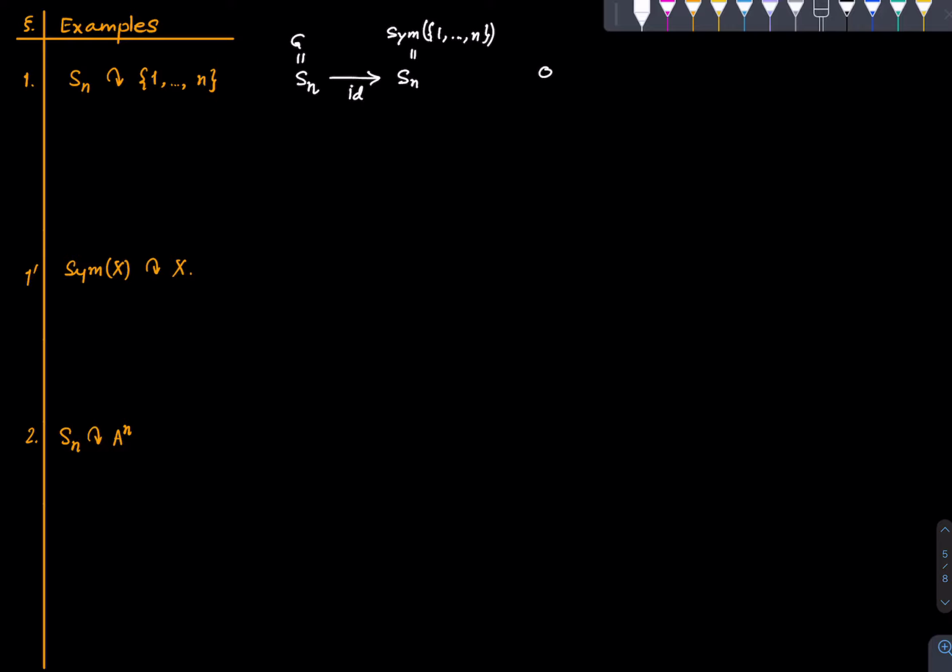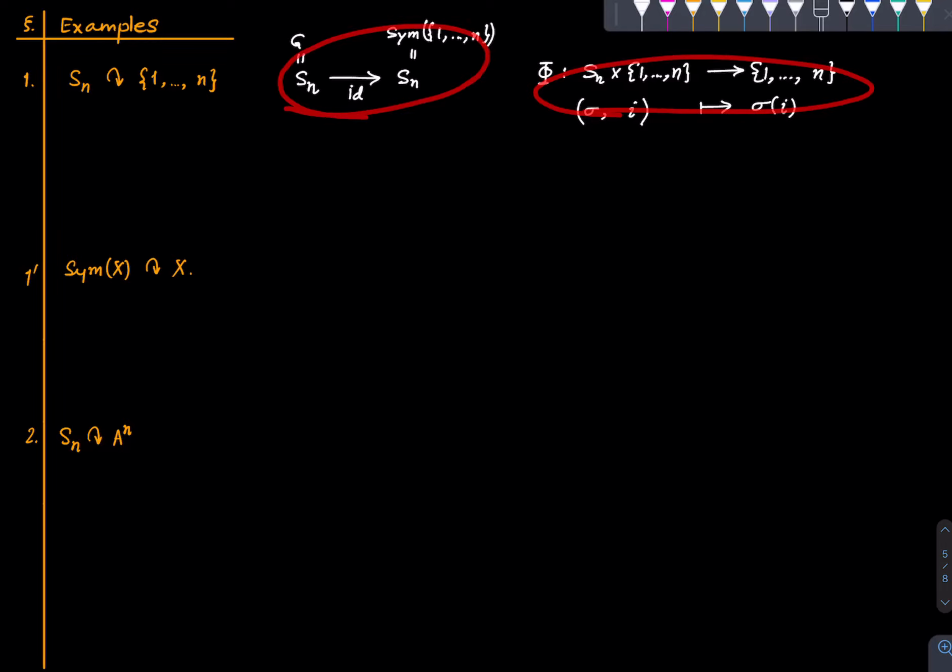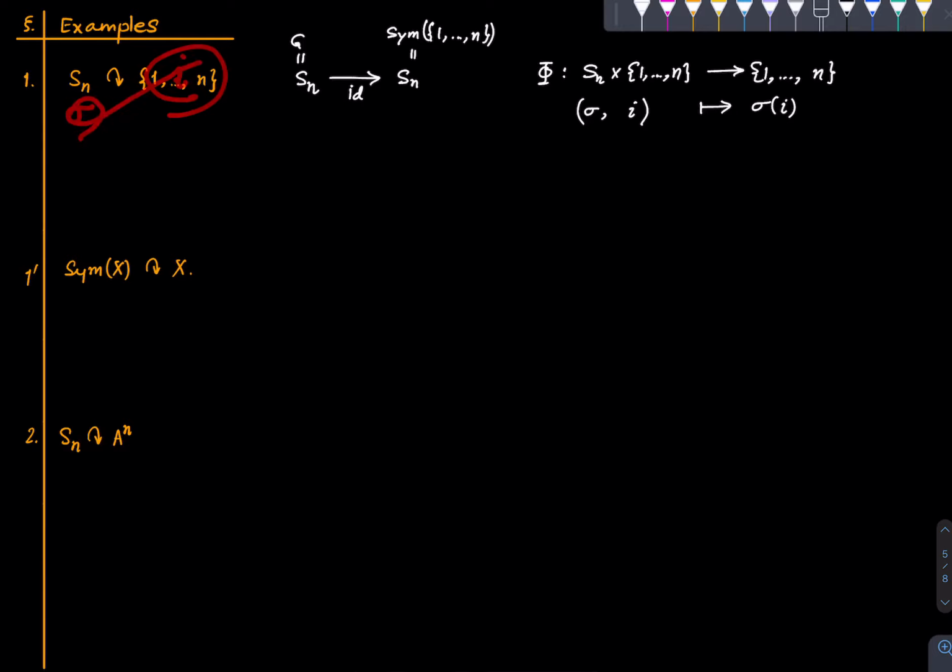In the second perspective, the map is Sn cross {1 to n} going to {1 to n}. It just takes a group element, let's call it sigma, and a letter i, and sends it to sigma of i. So these are the same things. This description and those descriptions are the same under the equivalence that we discussed previously. So this is how Sn acts on the first n integers. You just pick a permutation and hit any given letter by that permutation, and that's how it permutes things here.